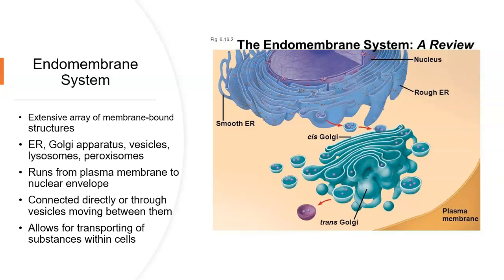All right, just to review, the endomembrane system is an extensive array of membrane-bound structures that includes the smooth and rough endoplasmic reticulum, the Golgi apparatus, the vesicles, lysosomes, and peroxisomes. The cell or plasma membrane and the nuclear envelope are also considered to be a part of this endomembrane system. All of these structures are either directly attached to each other or connected through the vesicles that move between them.